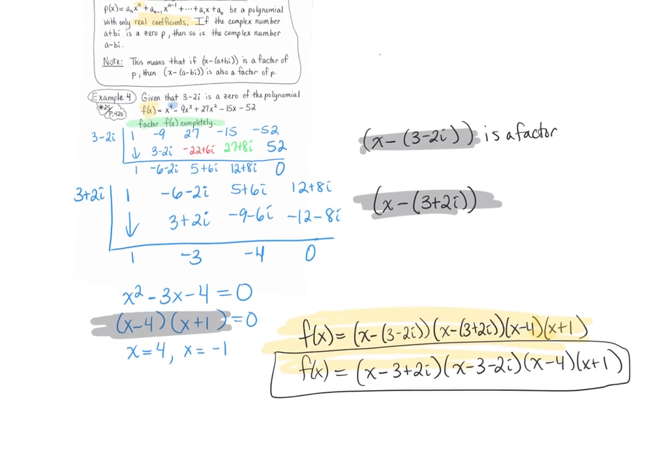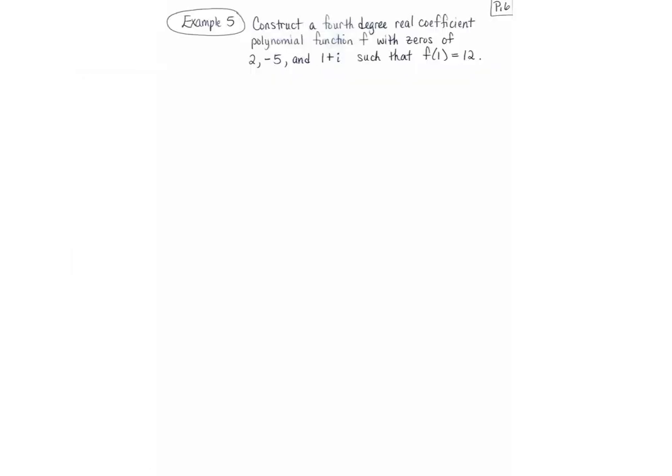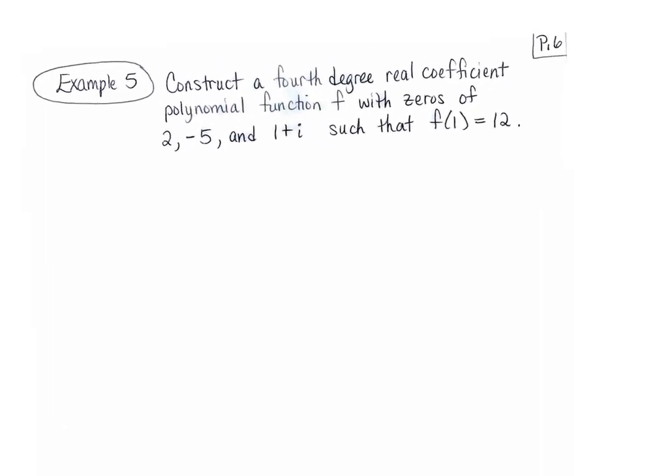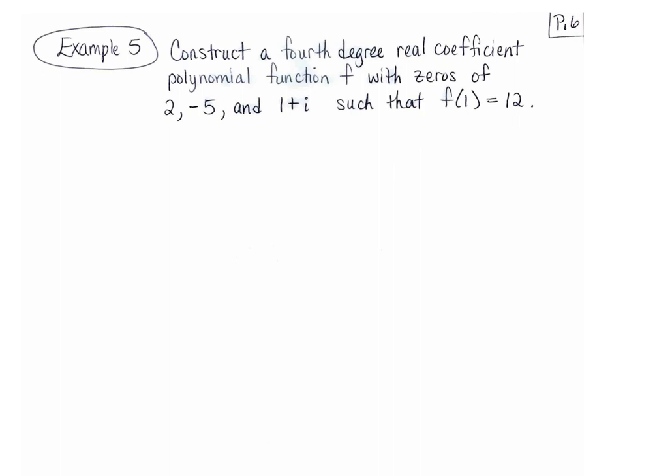This is another problem like that, on the conjugate roots theorem. This following one may be confusing, but not anymore, right? We're going to strive to understand, and if you get confused, you're going to ask for clarity so you won't be confused anymore. Good? Okay. We want to construct a 4th degree real coefficient polynomial function f with zeros of 2, negative 5, 1 plus i, such that f of 1 equals 12. Where do we start?